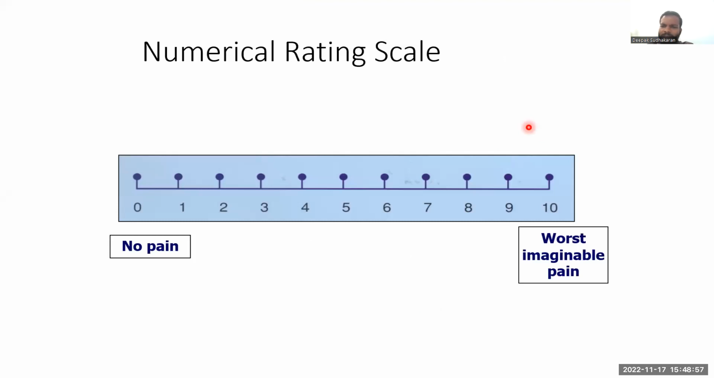There's a numerical scale. This is very commonly used. I personally use this many a times. You will ask how much pain do you have on a scale of 0 to 10. 0 means no pain. 5 means okay, you can manage the pain. 10 means it's unbearable, you're not able to sleep or do anything because of that. This is called a numerical rating scale, and you will ask them how much it is out of 10. So they may say 3 on 10, 7 on 10, 10 on 10. Some people may say even 20 on 10. That means it's so severe for them.